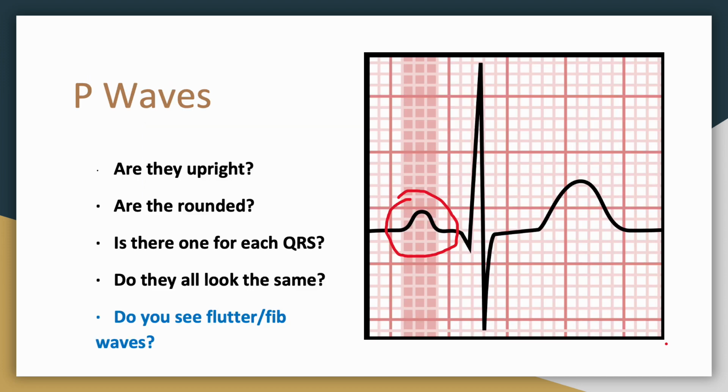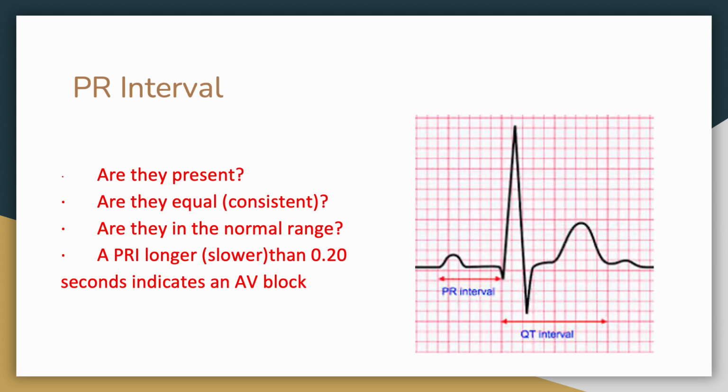Okay, now we're going to look at the P waves. Here's where it gets important. You want to know if they're upright, rounded, and if there's one for each QRS before the QRS. Do they all look the same? Do you see fib waves? We're going to talk about AFib in a little bit, so that's important. PR interval, you just want to know if it's present and they're all the same size.